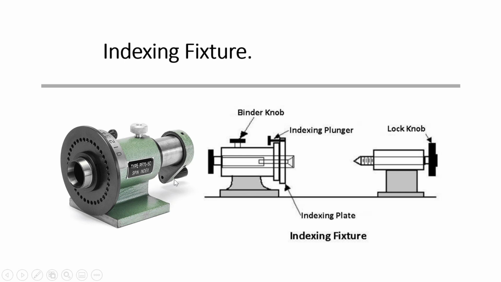There is a hand wheel which is rotated in order to index the workpiece. On this part there is a spindle on which we can mount a chuck or a faceplate in order to mount the workpiece on this faceplate or chuck. Sometimes we can directly mount the workpiece on this plate.